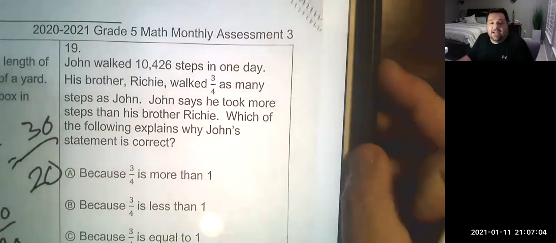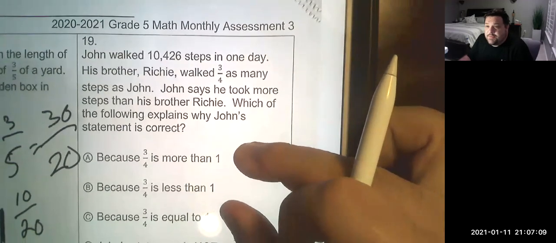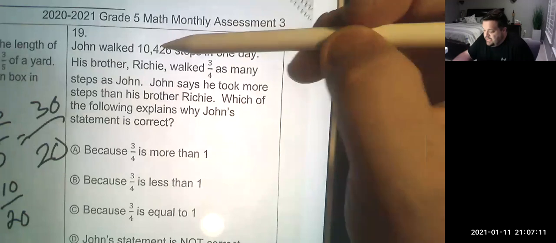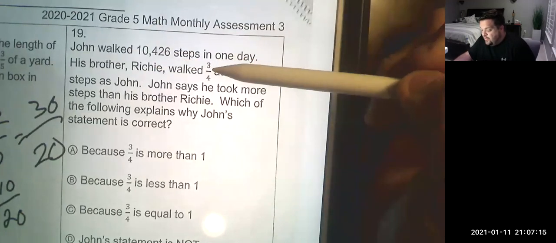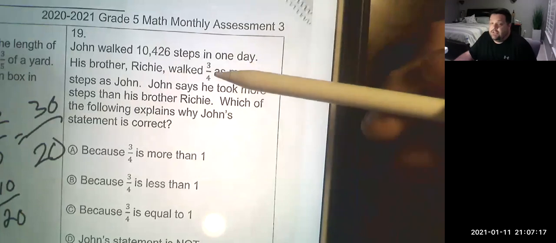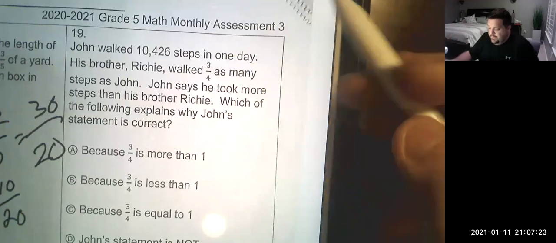Number 20, or number 19, if you know the rule, ding, ding, ding on the rule. If you know the rule, this question's simple. John said he walked 10,426 steps in one day. His brother walked 3/4 as many steps. So if he only did 3/4, that's not a full one, right? That's a fraction that's less.